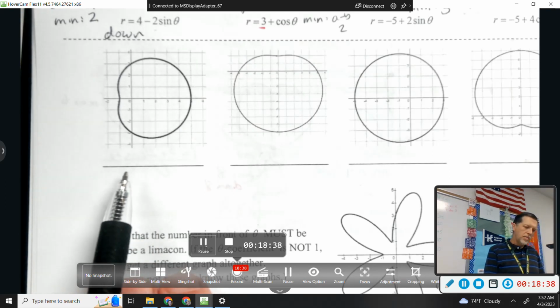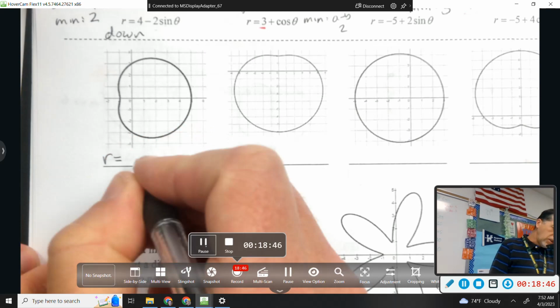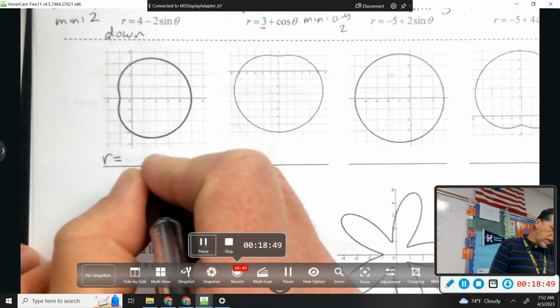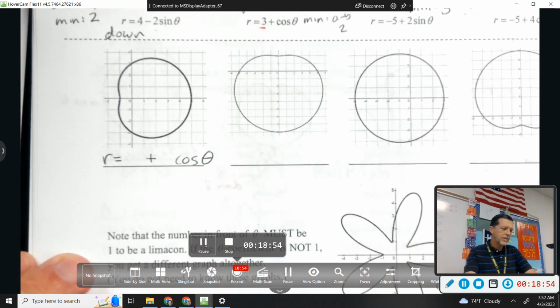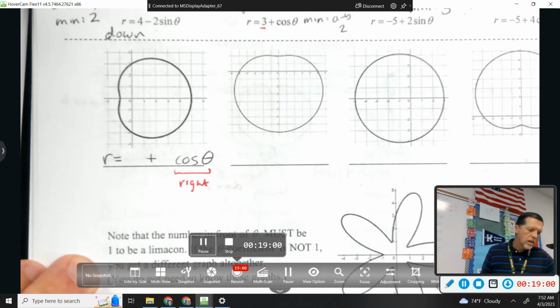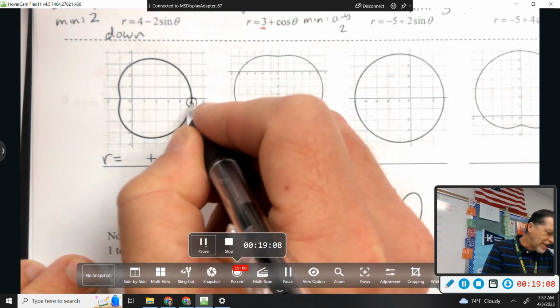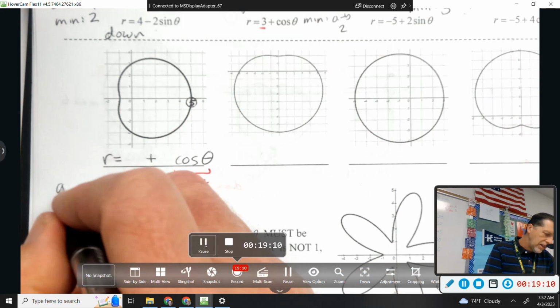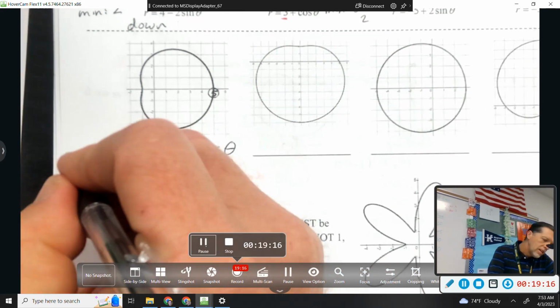Let's see. Sine or cosine? Cosine. And positive or negative? Positive. So something plus something cosine theta, because it's going to the right. Let's see. A plus B is 5, but that's not as helpful yet. If I'm thinking the same order here, max.